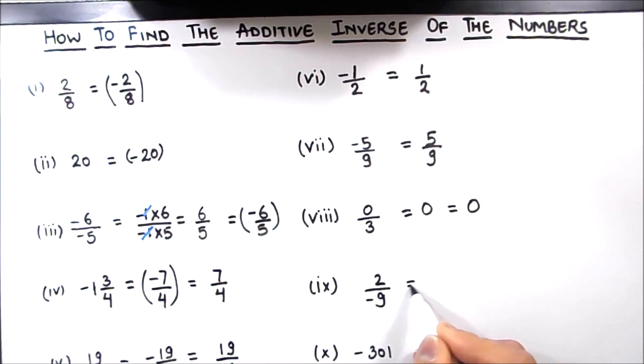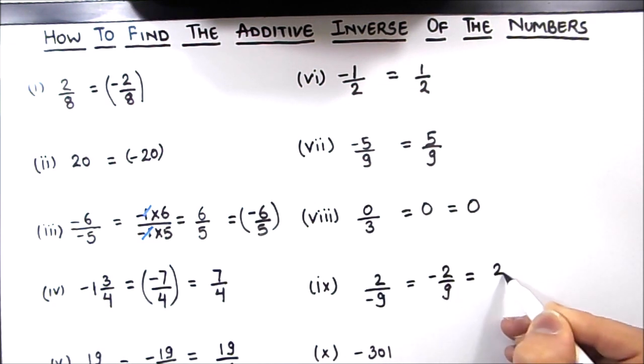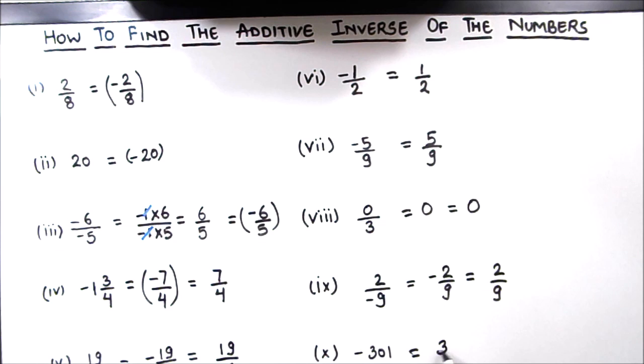The next number is 2 by -9. So this will be -2 by 9, and the additive inverse will be 2 by 9. The last one is -301. The additive inverse will be 301, because when we add 301 to -301, we'll get the result as 0. So this is how you can find the additive inverse of any number easily.